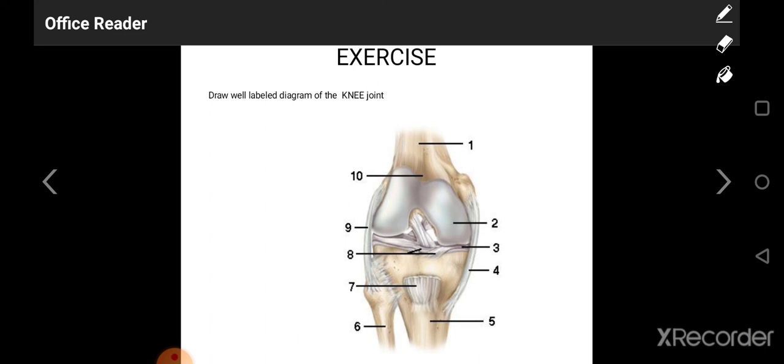Then this is the exercise in which this is the unlabeled diagram. You have to draw this diagram in your files first and then label all these structures which are depicted over here. This is the exercise in your file. So this completes your topic, the knee joint.